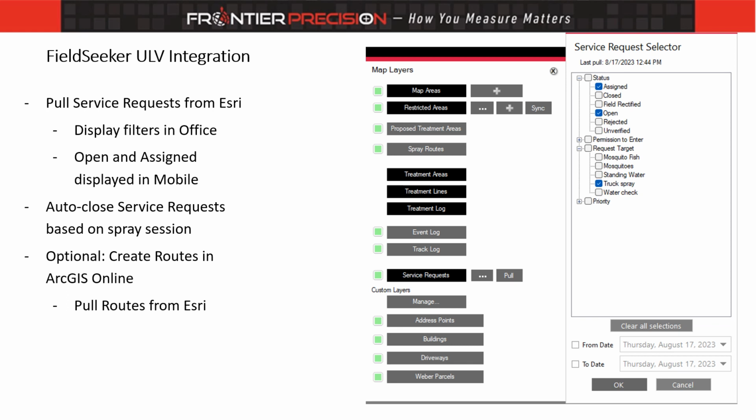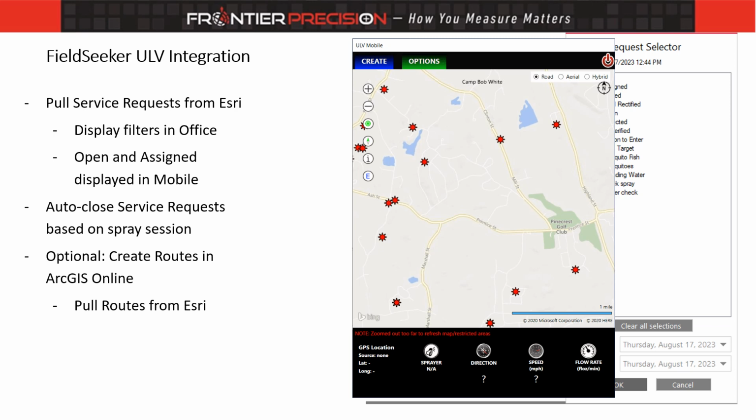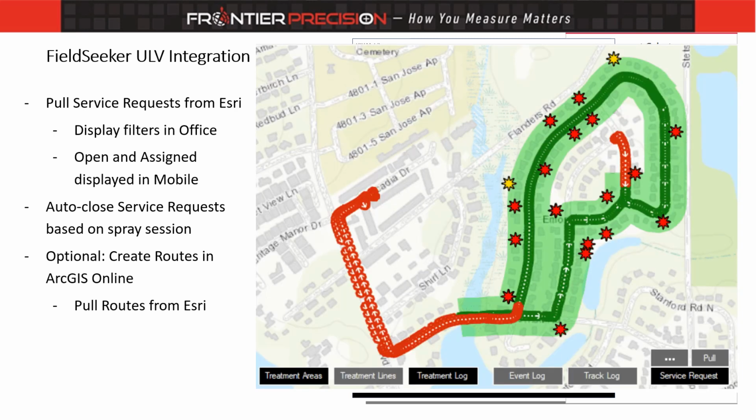So here's just the example of the service request pull and filter. If I pull all the service requests in the truck spray app, I just want to see the ones that are for truck spray and not all the rest of them. So you set the filters accordingly. This is what the driver would see with the service requests. It can just alert them to where those are at on their routes or on their assignment.